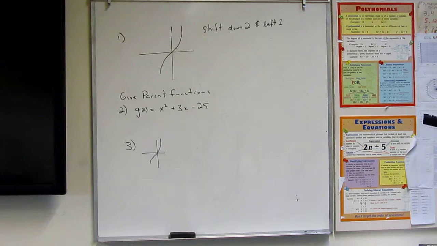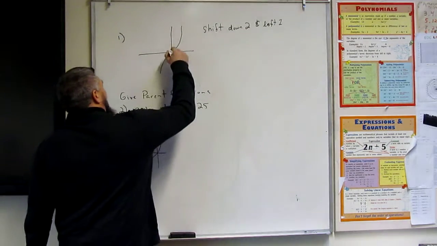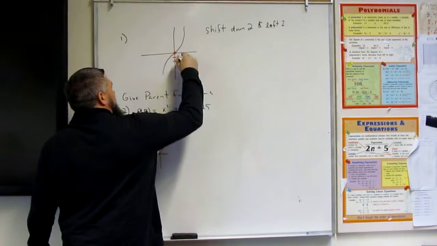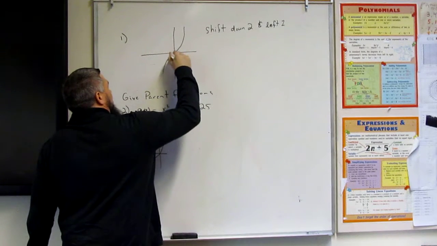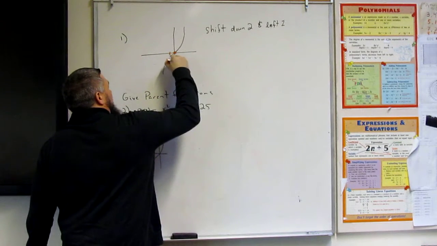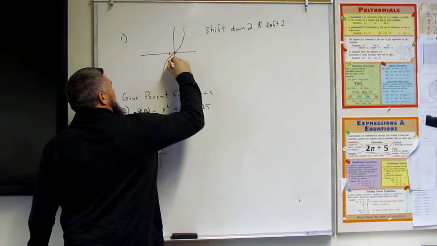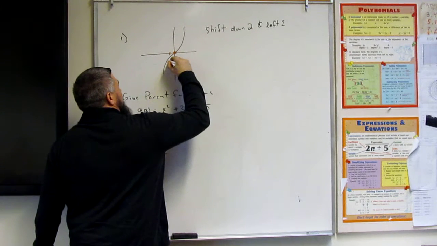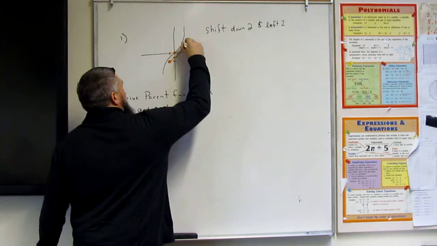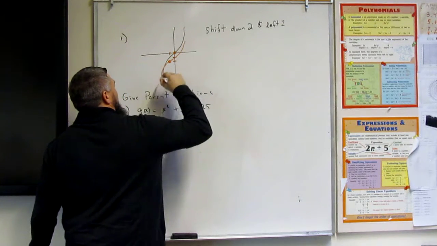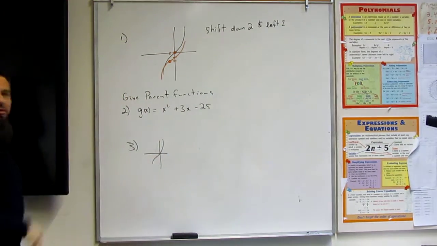So Jordan, how do I do this first problem? Shift the graph down 2 and left 1. It's pretty simple. I start right here, I go down 2, then I go left 1. I move that point right here, and I just come up and out, just shifting it.